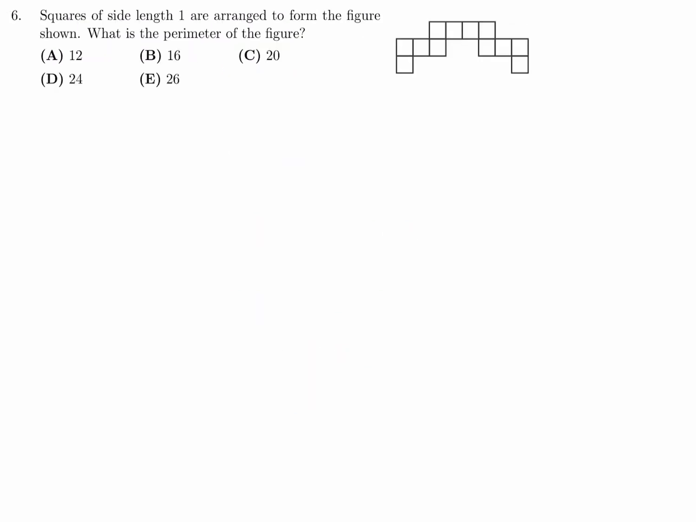Squares of side length 1 are arranged to form a figure shown. What is the perimeter of the figure? You just have to count the sides: 1, 2, 3, 4, 5, 6, 7, 8, 9, 10, 11, 12, 13, 14, 15, 16, 17, 18, 19, 20, 21, 22, 23, 24, 25, 26. Number 6, the answer is 26, which is choice E.